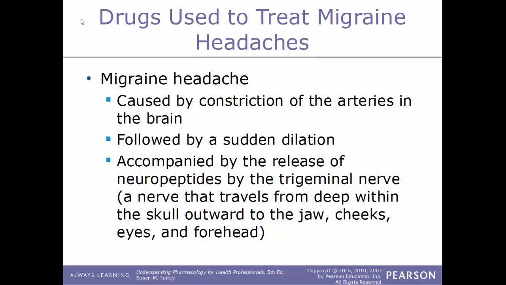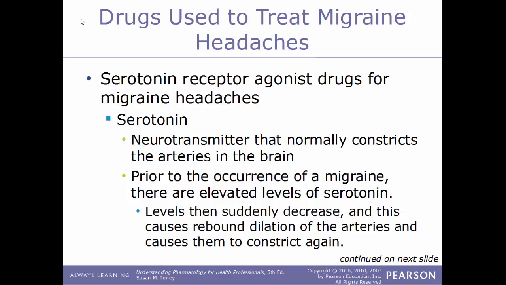It's accompanied by the release of neuropeptides by the trigeminal nerve, and there are branches that come off this nerve that protrude into the jaw, into the cheeks, the eyes, and then the forehead. There are various types of drugs that are used to treat migraines. First one we'll talk about, serotonin receptor agonist drugs.